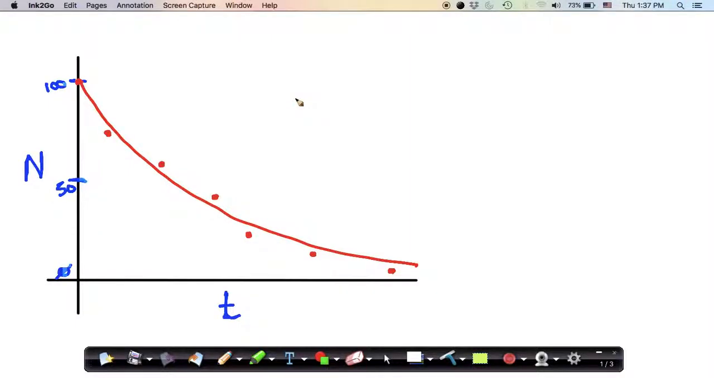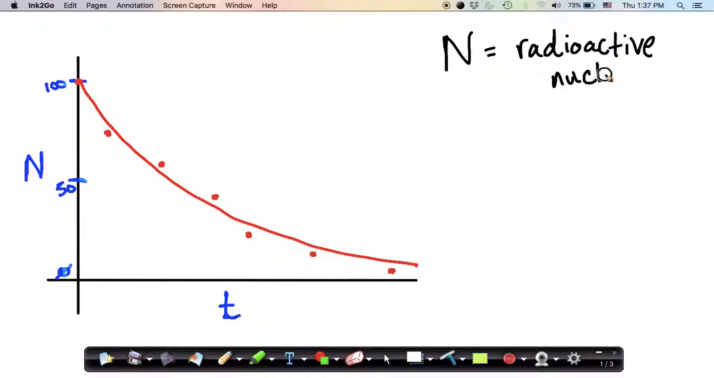Hello, everybody. In today's lesson, we're going to take a look at the mathematics of nuclear decay. And we're going to start here with a graph of N versus T. So just real quick, let's define these variables. On our graph, N is the number of radioactive nuclei. And T, of course, is just time.